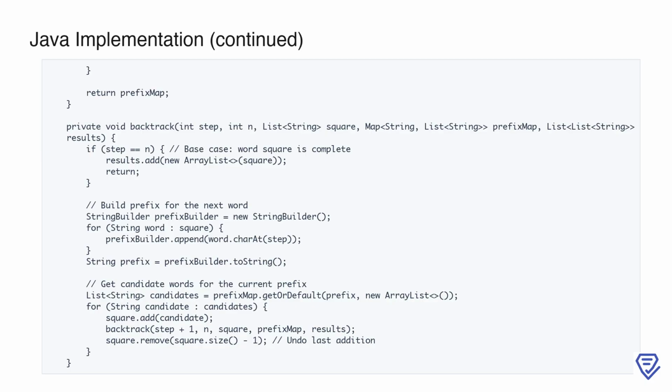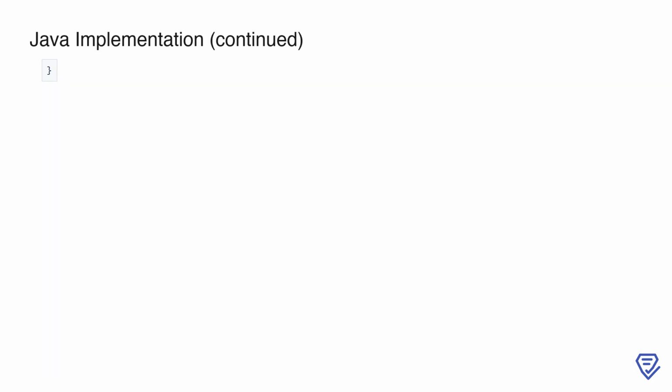Otherwise, we need to construct the prefix for the next word in the square. To do this, we iterate over the current square and collect the character at the current step from each word, forming the prefix. Using this prefix, we retrieve the list of candidate words from the prefix map. For each candidate, we add it to the square, recursively call backtrack to continue building the square, and backtrack by removing the last added word to explore other possibilities. Finally, we close the class definition.